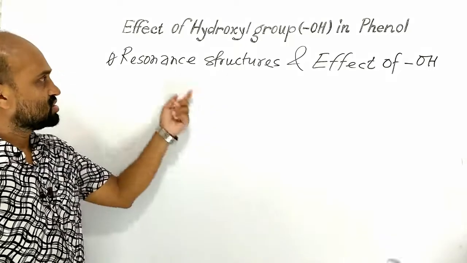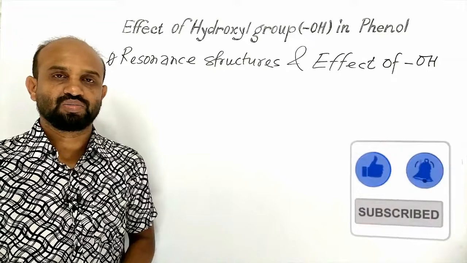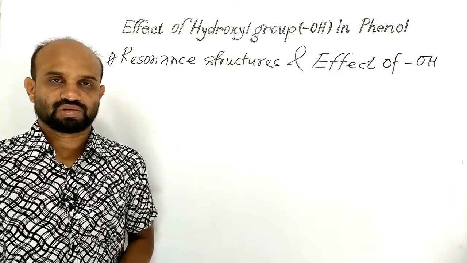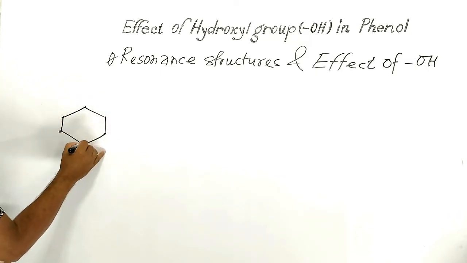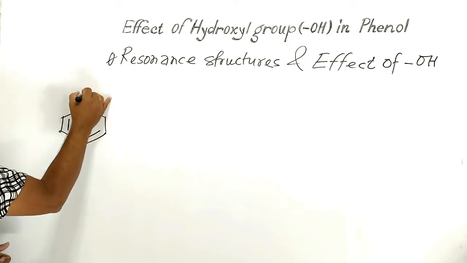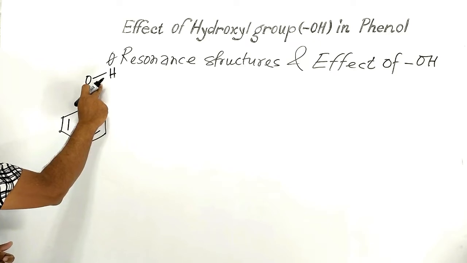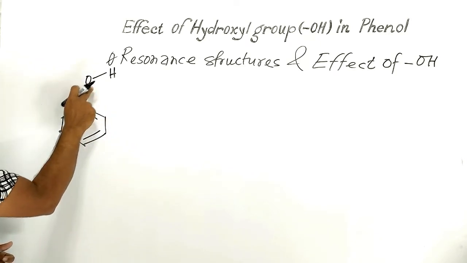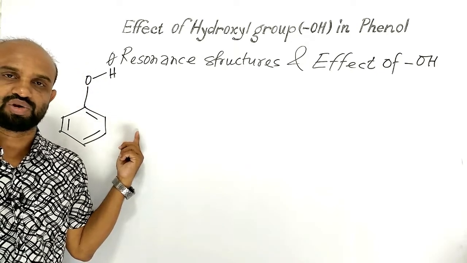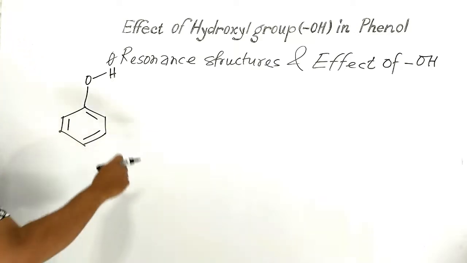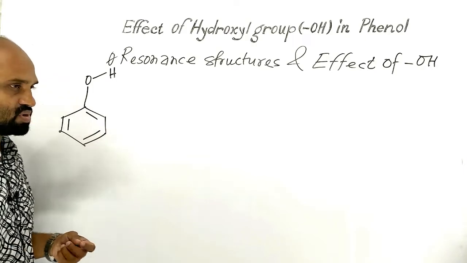First point is resonance structures of phenol and effect of hydroxyl group on benzene ring. Let's see the matter. This is benzene. Here, one hydrogen is replaced by hydroxyl group. In phenol, there are two moieties, two parts. One is hydroxyl group, another one is phenyl group.